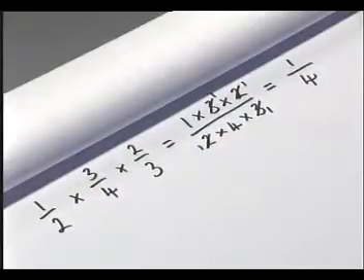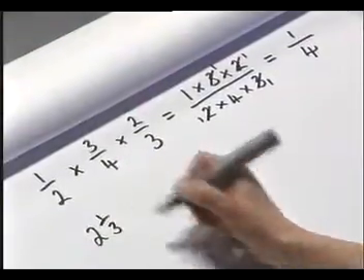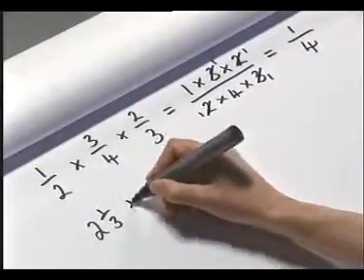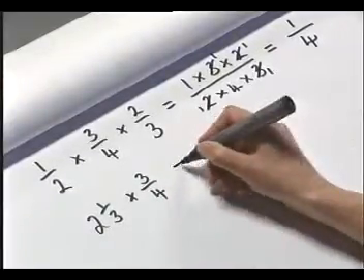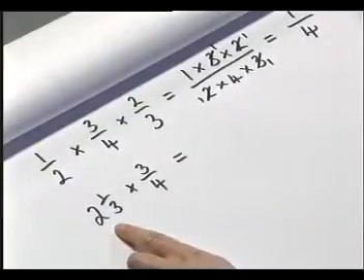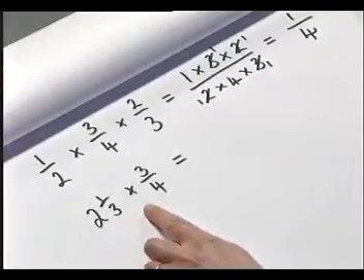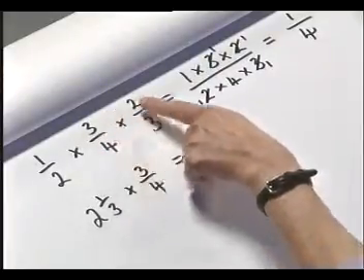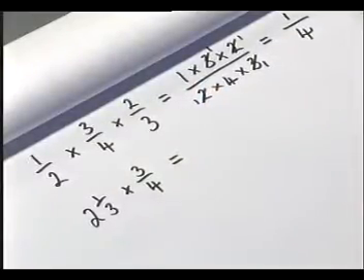Okay, so what happens when we have mixed fractions and we want to multiply them? Well, let's have a look at some examples. We've got 2 1/3 multiplied by 3/4. Well, what we need to do is to turn this mixed fraction into an improper fraction, because when we've done that, we can simply do what we've already been doing, multiply the numerators, multiply the denominators.